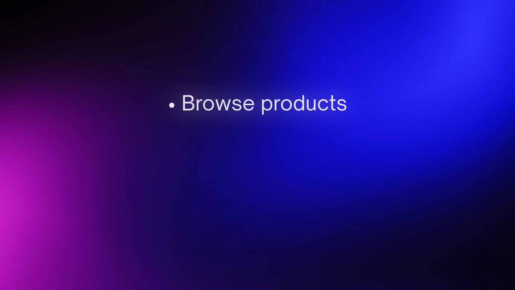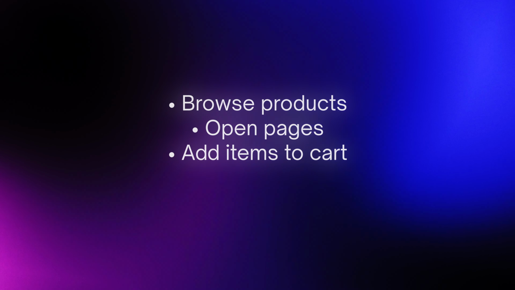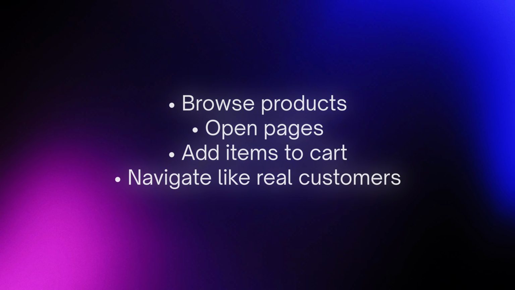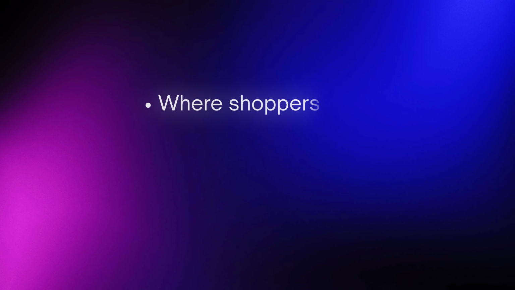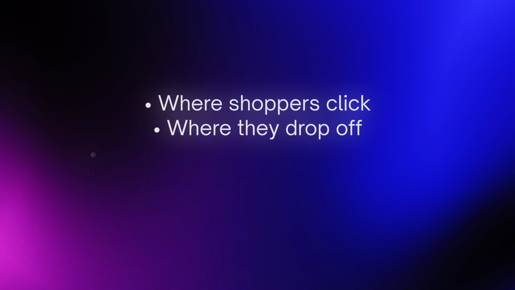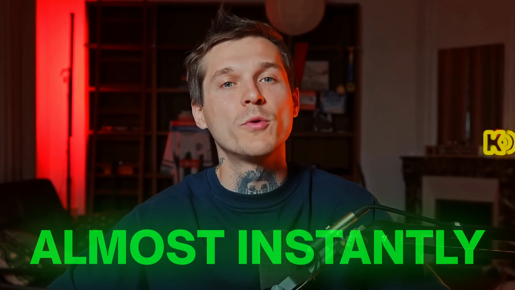While this simulation starts running, let me quickly explain how this actually works. Basically, SimJim sends AI shoppers through your store. They browse products, open pages, add items to cart, and navigate the website like real customers would. Then the AI analyzes how the store performs, where shoppers click, where they drop off, and how they move through the store. So instead of waiting for real traffic, you can get simulated customer behavior almost instantly.